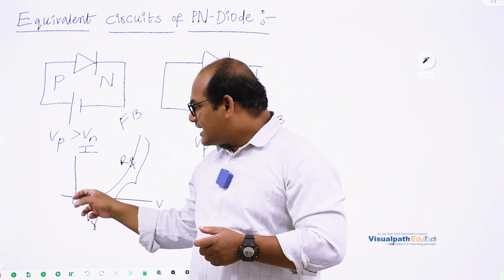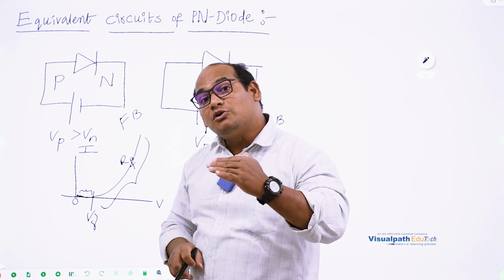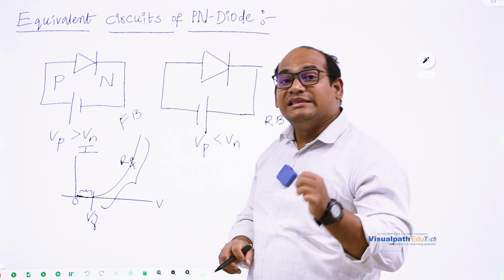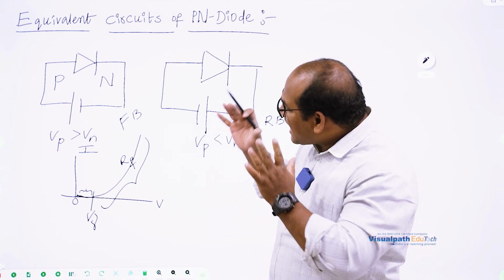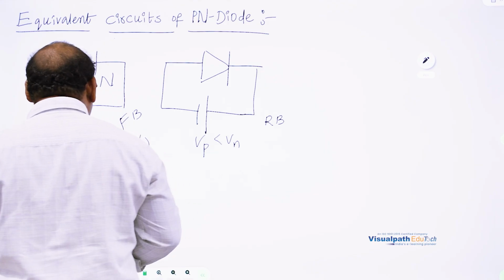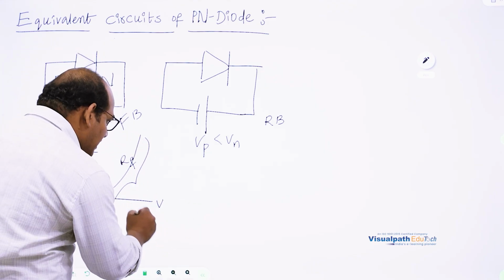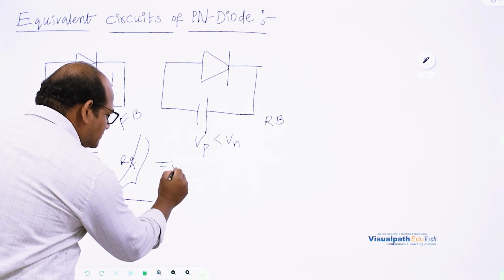But when you take here, current is 0, here infinite amount of resistance is there. So once you have to cross that particular V gamma, then only RF is suitable. So by understanding all these things from the graph, now I can provide the equivalent circuit for the diode which is in forward bias. What is that? I need to cross this V gamma.